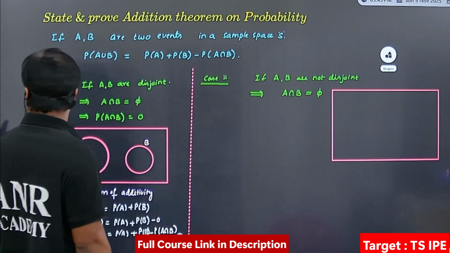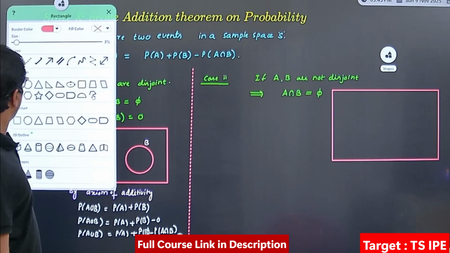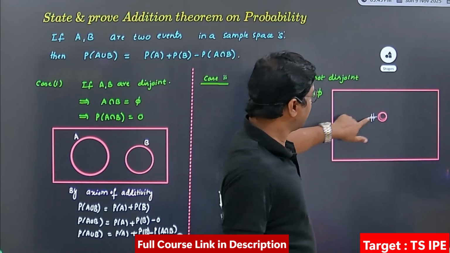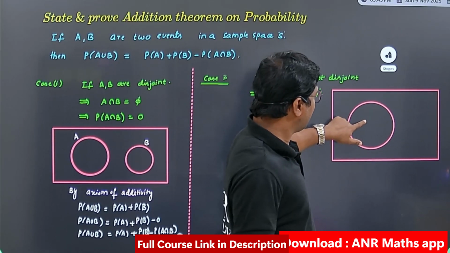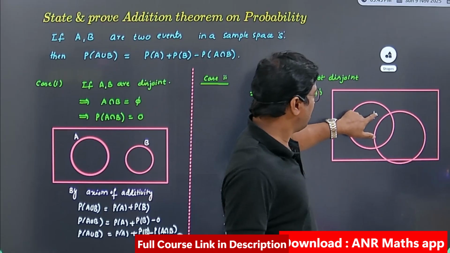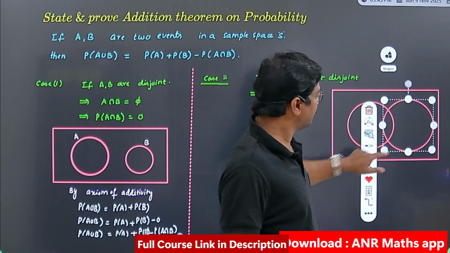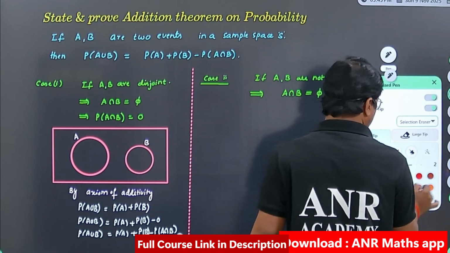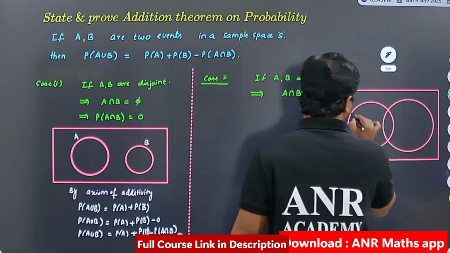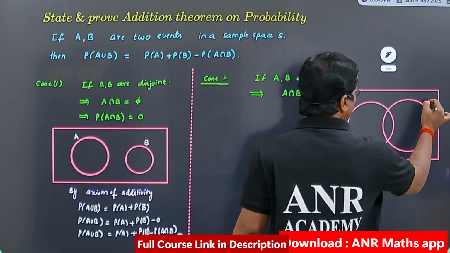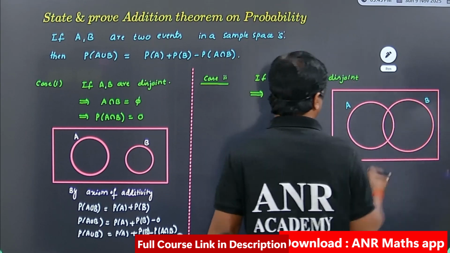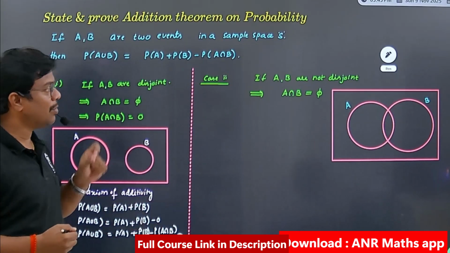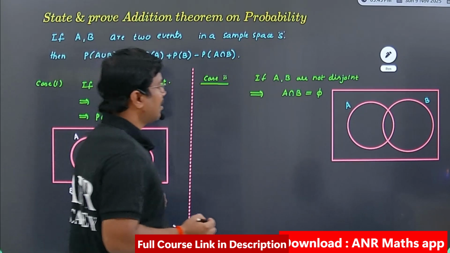yes. I am going to select non-disjoint sets. This is A and this is B. Suppose that here it is capital A event and this is capital B event, and there is a common part of both the events A and B.